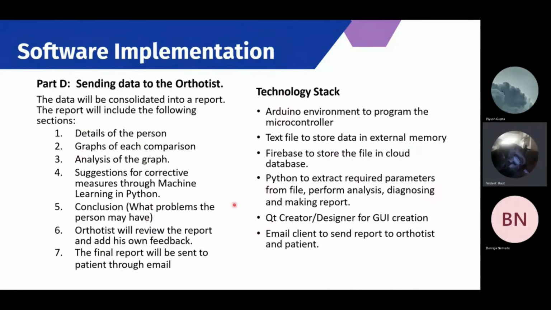Now sending data to the orthotist. We will acquire all the patient data like height, gender, weight, etc., and include it in our report. We will include the graphical comparisons, analysis, and suggestions taken from the machine learning model, and the conclusion made by the orthotist after review. And then we'll send it to the patient via email. And here is our technology stack, as you can see.